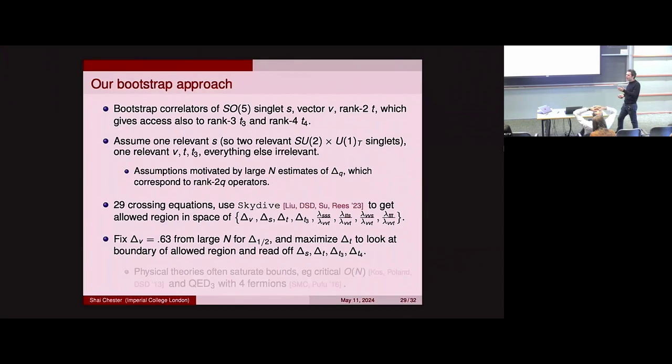Alternatively, that's also the value given by Nakayama et al.'s original lattice study. So depending on your taste, you could say it was motivated either by previous lattice studies or by this large flavor expansion. In any event, we fix this point on the boundary, we maximize delta t, and then we just read off all the CFT data corresponding to that point. Because points on the boundaries of bootstrap bounds are approximate solutions to crossing, you can read off all the CFT data from that point.